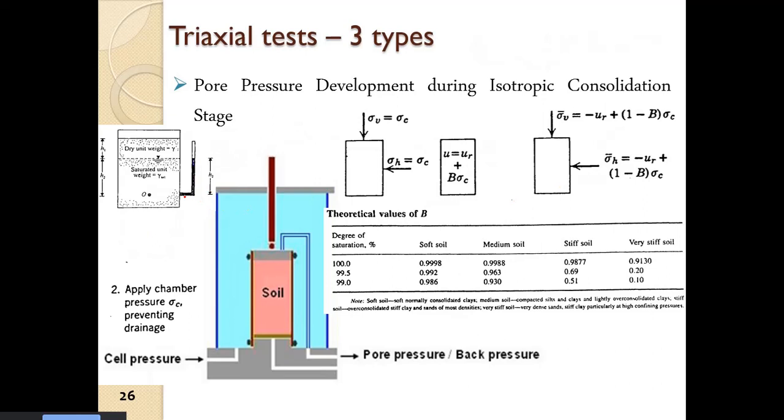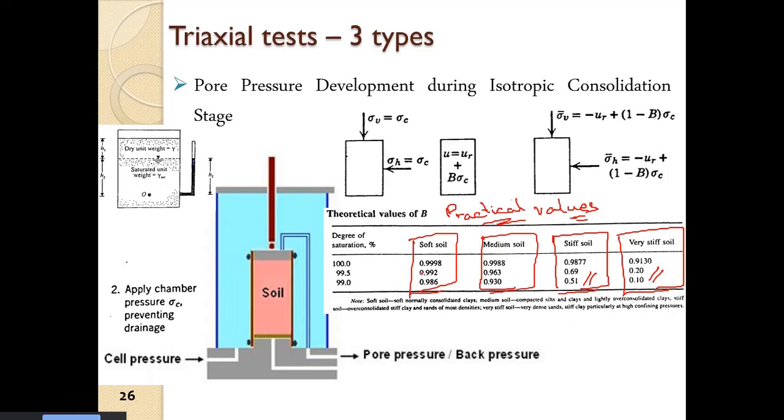So here we see that the B parameter of such soil we obtain is of very low values. This is a stiff soil and this is a very stiff soil. These should be the practical or realistic values of B. So realistic values of B are of this sort. We see that for soft soil and medium soil, B is almost equal to 1.